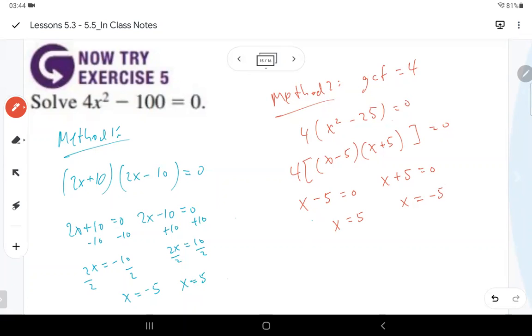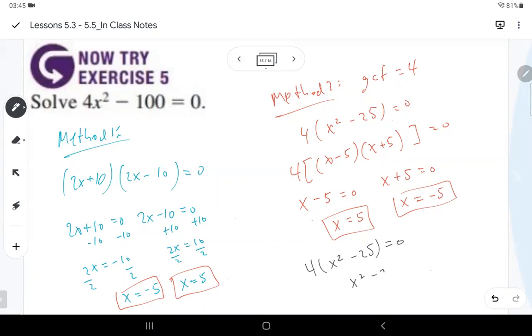The other thing you can see here as well, and again, it would depend on how you would want to, like I said, see what's going on. You could see this as well. You could go straight from this part and go, okay, x squared minus 25 equals 0. Add 25 to both sides. X squared equals 25, square root of both sides. X is equal to plus or minus 5.